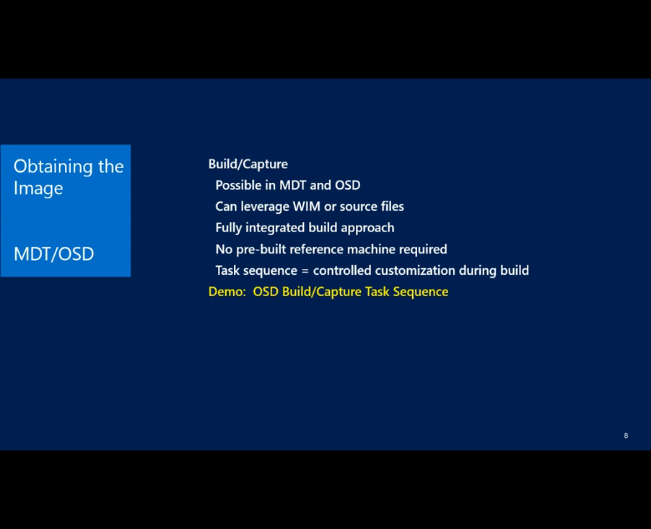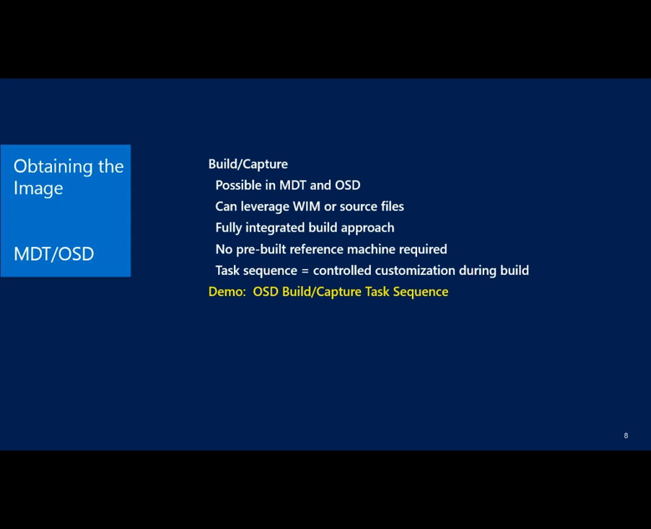Right? With a build and capture task sequence or approach, there is no need for a pre-built reference machine. Yes, you're going to build a reference machine as part of the process of using build and capture, but you don't have to do it yourself ahead of time. Right? The build and capture process will do that. And that's the beauty of it. The task sequence, very controlled customization during the build. It's the same every single time, and it's a pretty good experience.